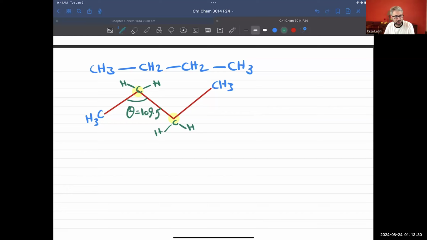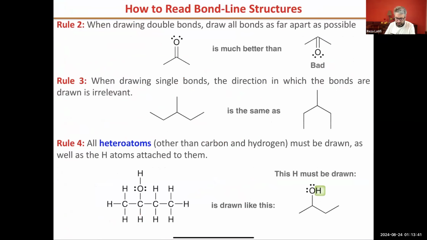109.5. Again, each carbon has 4 sigma bonds, so the hybridization for any carbon is going to be sp3. Now, when you're drawing them, you try to respect the theta based on the hybridization. If it's sp3, then try to keep it around 109. If it's sp2, try to keep it around 120. If it's sp, then go with linear geometry.